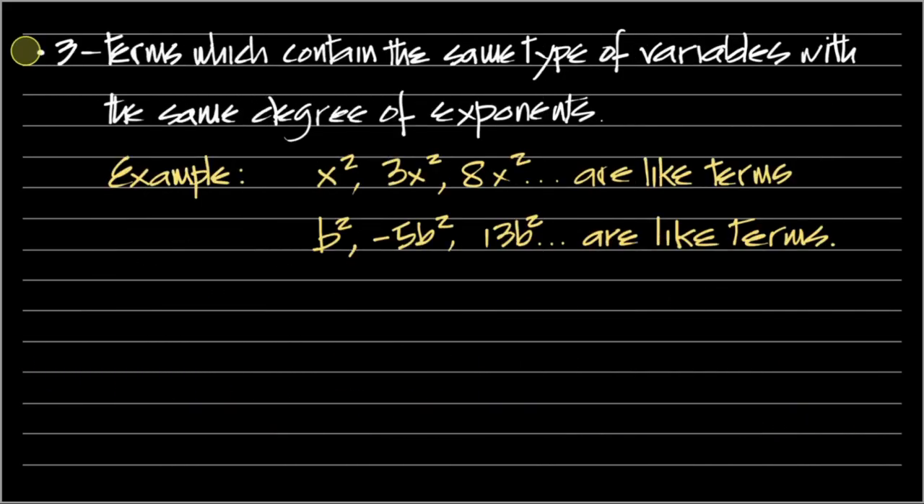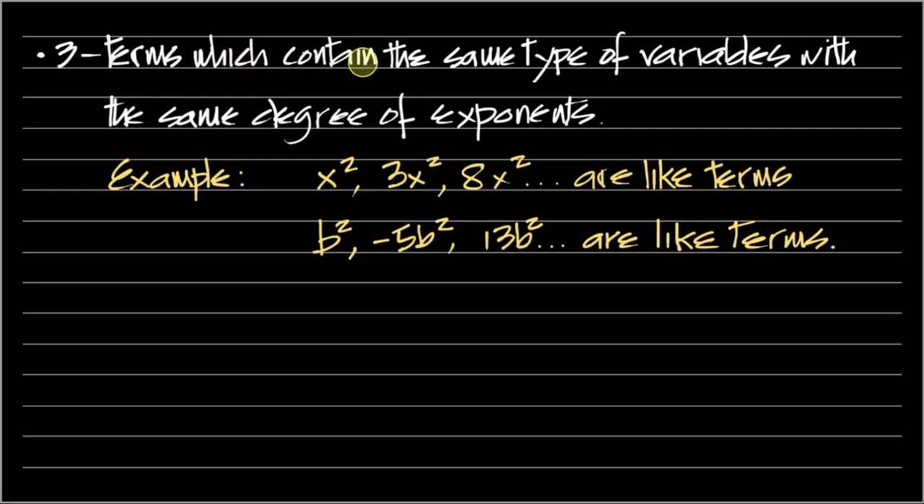Number 3. Like terms are terms which contain the same type of variables with the same degree of exponents. Example: x squared, 3x squared, 8x squared are all like terms. B squared, negative 5b squared, 13b squared are all like terms because the variables are of the same degree of exponents. The terms can be added, subtracted, just like all like terms.